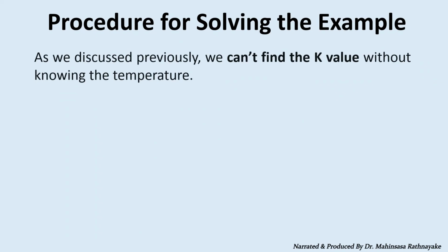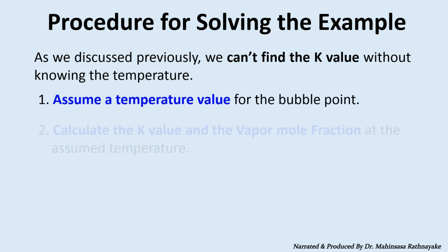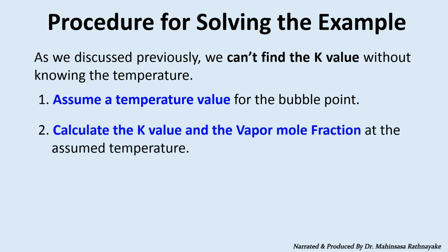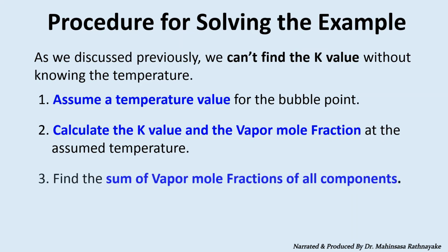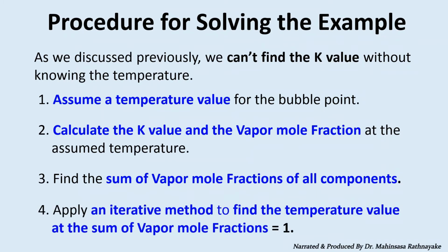As we discussed previously, without knowing the temperature, we can't find the K value. So the procedure of the solution of this problem could be: first, assume a temperature value for the bubble point. Then calculate the K value and the vapor mole fraction at the assumed temperature. Then find the sum of vapor mole fractions of all components. Finally, apply an iterative method to find the temperature value at which the sum of vapor mole fractions is equal to 1. The same method can be used to find the dew point as well.